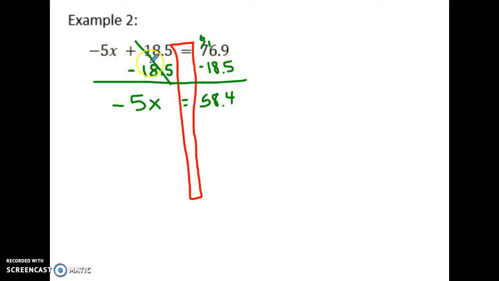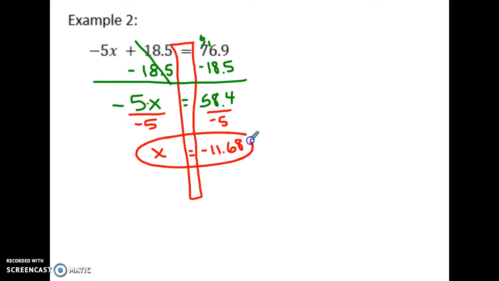We did our first step, but we have one more step that would require us to get rid of that -5. So right now, -5, remember, is touching x. They're attached by multiplying. The opposite of multiplying is dividing. So if we're going to divide by -5, we're going to want to grab our calculator for this one. 58.4 divided by -5. It's telling us our solution is -11.68. So luckily we have an answer that's a terminating decimal. It ends with just 2 digits.